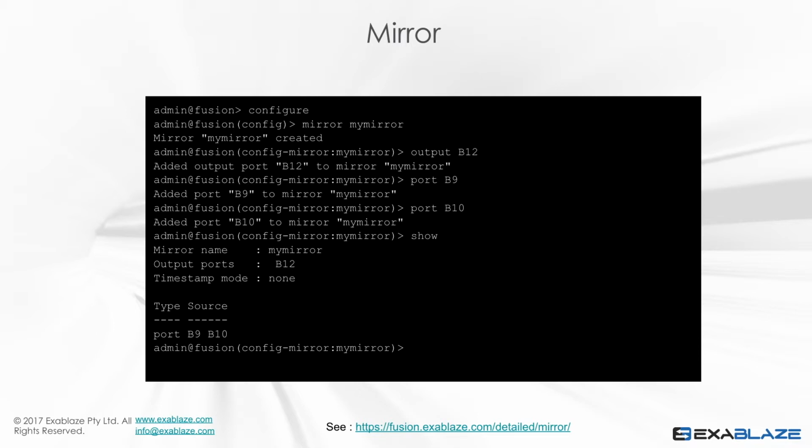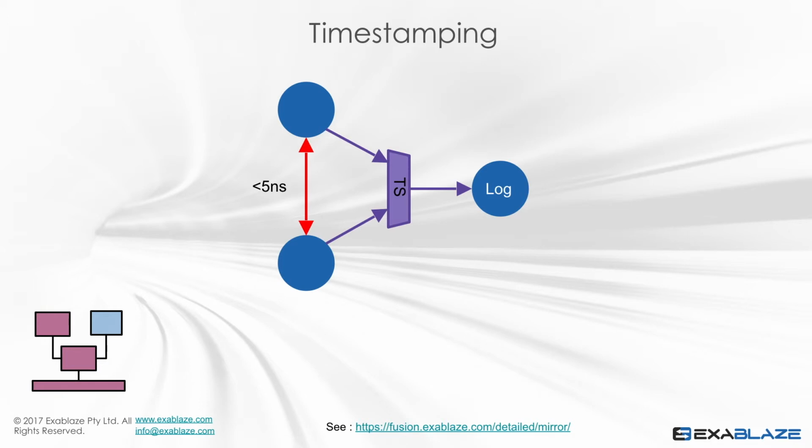We can then set an output port by using the keyword output, followed by the port that we wish to output to, and the device will similarly respond. And we can then add ports that we wish to mirror as inputs using the port command. Finally, we can use the show command to show the configuration of that mirror, and it will show the current settings for it. As usual, we can exit this using the exit command.